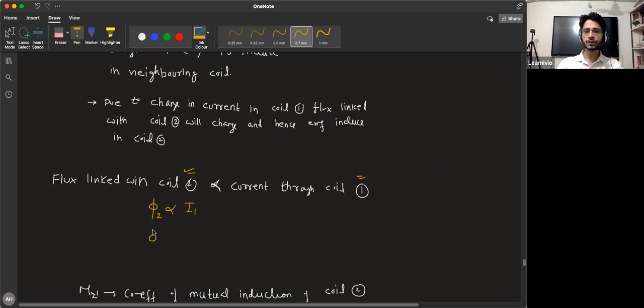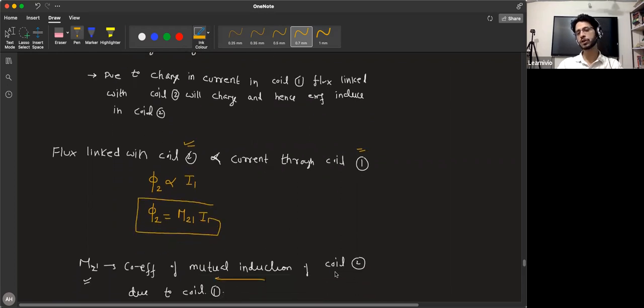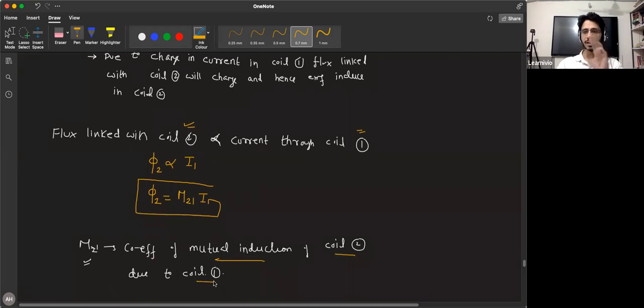If I remove this sign of proportionality, then I use a coefficient, M21 I1. This M21 is known as the coefficient of mutual induction of coil 2 due to coil 1. This basically means EMF gets induced in coil 2 due to current of coil 1. That is M21.